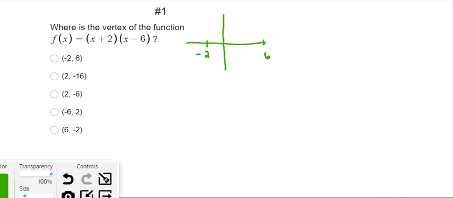I want to know my vertex. The axis of symmetry goes through my vertex, so I need to see what is halfway between these 2 points. From -2 to 6, that's a difference of 8. So I need to be halfway. What's half of 8? 4. We can show it this way: 6 minus -2 divided by 2. Just take the average here.